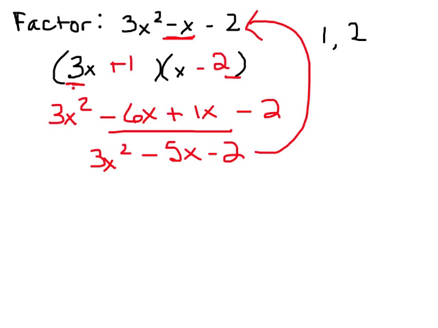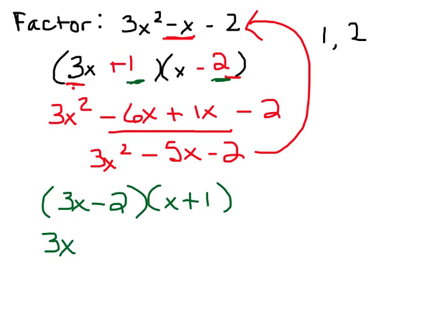Here to show you, I'm just going to choose a different color so you can kind of keep up. All right, so let us say that we're going to keep the 2 negative, but we're going to put it right here. All right, so 3x minus 2, x plus 1. All right, let's see if that works. We have 3x times x is 3x squared. 3x times 1 is plus 3x. Negative 2 times x is negative 2x. And negative 2 times 1 is negative 2.